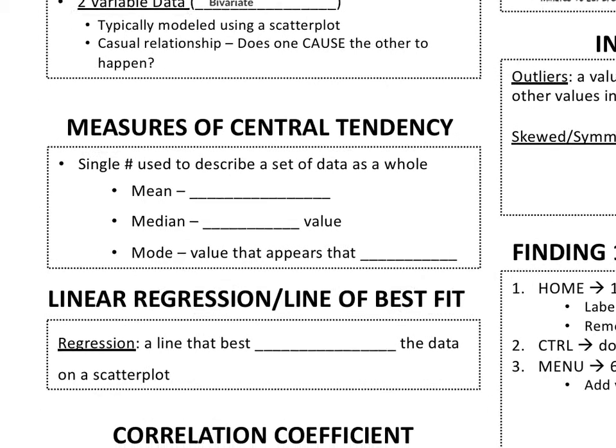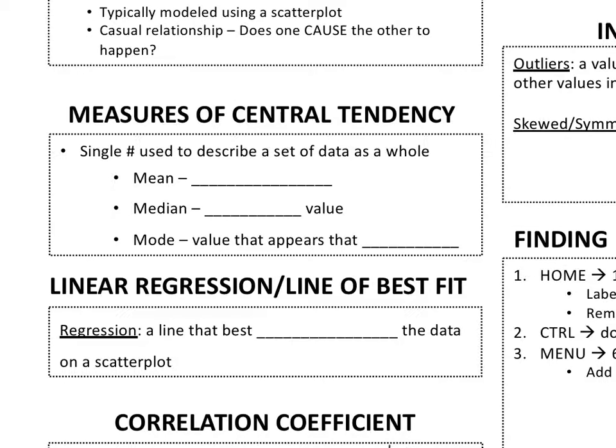Measures of central tendency: a single number used to describe a set of data as a whole. Three of the most common ones are mean, median, and mode. Mean is the average, which is when you add up all the data and then divide by the total number of data. The median is the middle value, so you would line up the data from least to greatest and then count to see which number is located in the middle. The mode is the number that appears the most number of times. Typically, mean and median are better measures of central tendency, and the mode is not actually all that helpful, but it's good to know about.